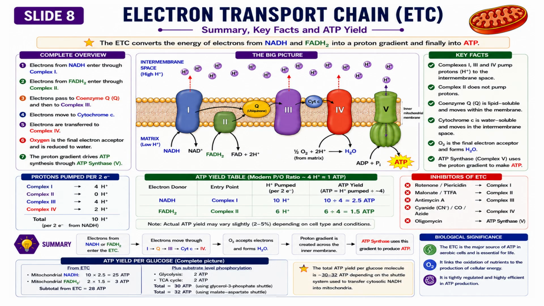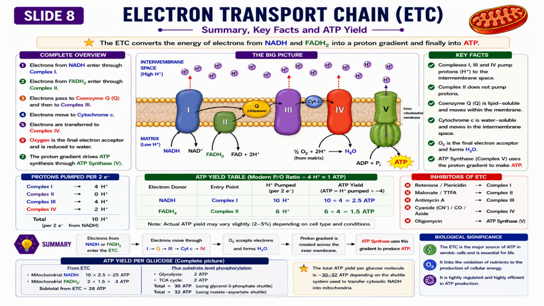NADH donates electrons to complex 1, while FADH₂ donates electrons to complex 2. Electrons then pass to coenzyme Q, ubiquinone, complex 3, cytochrome C, and finally complex 4. Complexes 1, 3, and 4 pump protons, H+, from the mitochondrial matrix into the intermembrane space. Complex 2 does not pump protons.